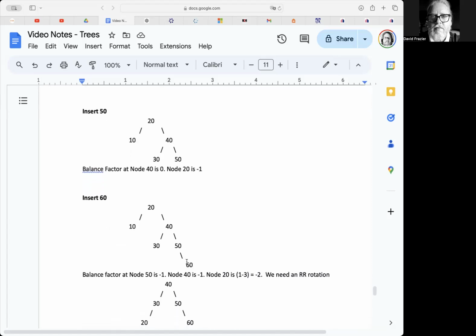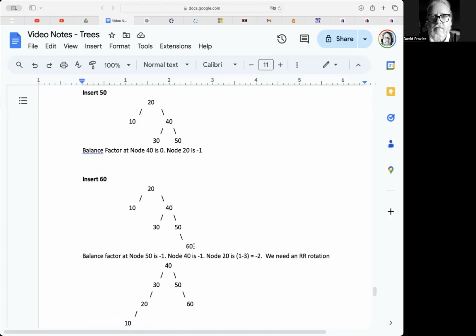Okay. Then we insert a 60. The 60 goes down here at the bottom. The balance factor of 60 is, of course, 0. The balance factor at 50 is going to be a -1, which is okay. The balance factor of 40 is 1 minus 2, or -1. It's okay. But the balance factor at 20 is going to be 1 minus 3, or -2.